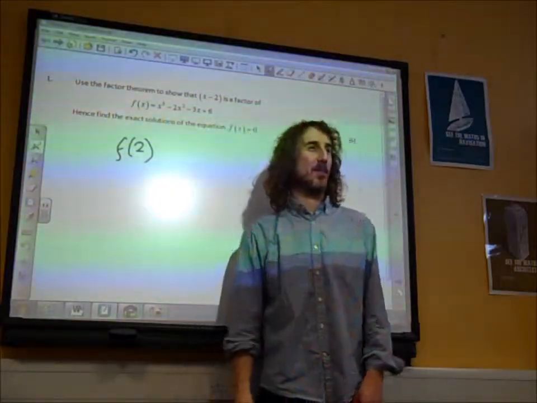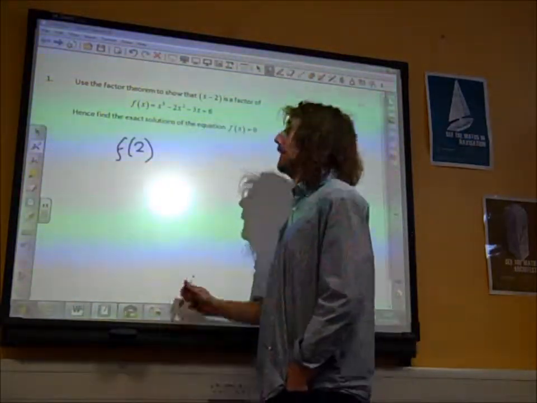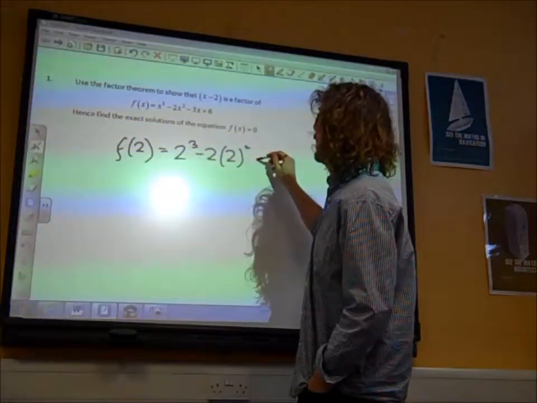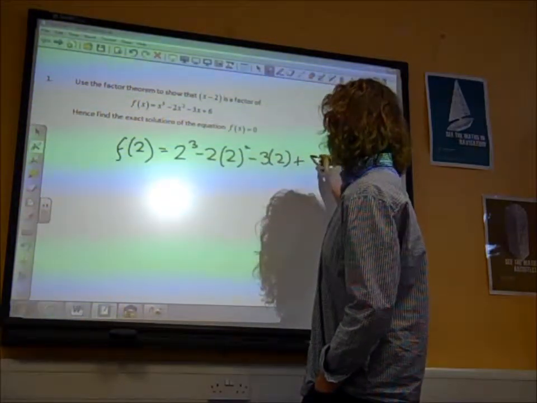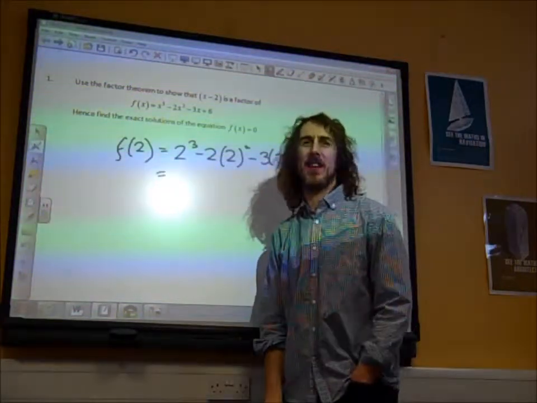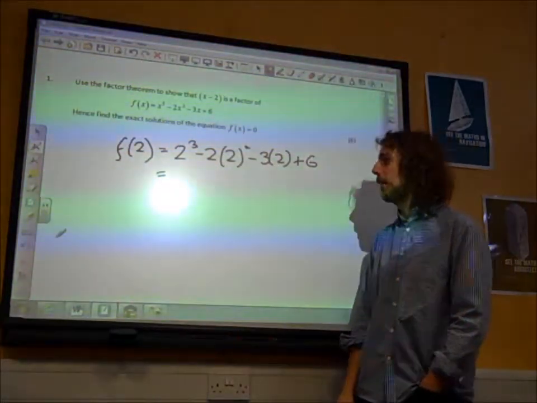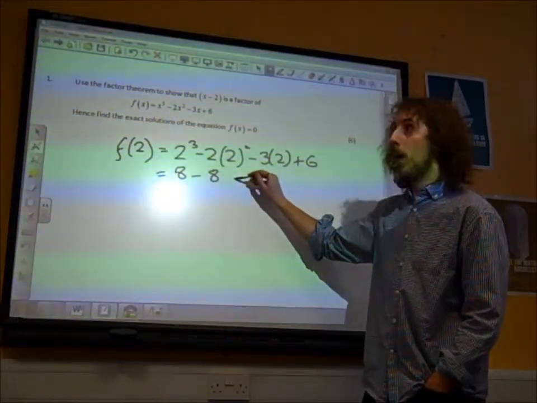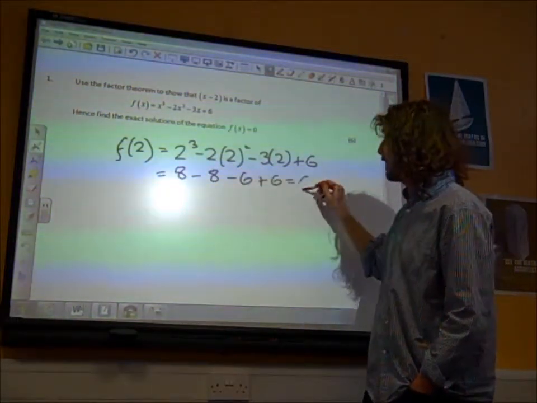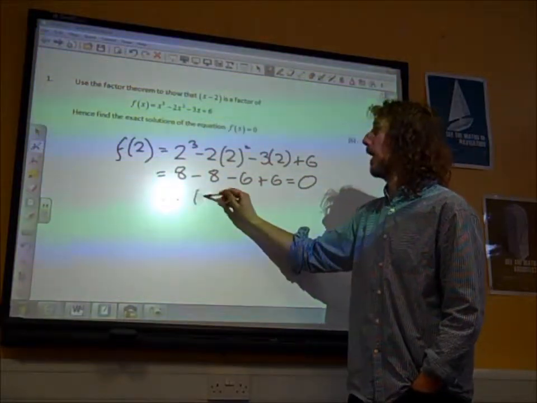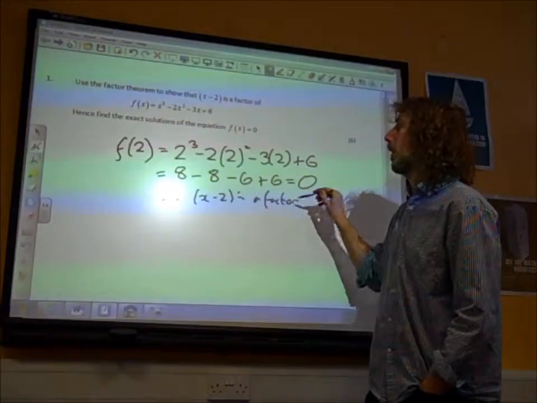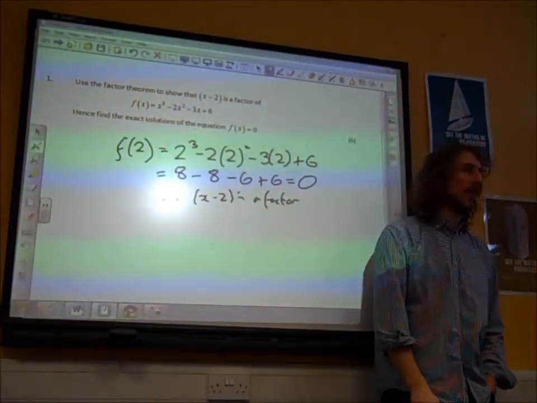f of 2 is 2 cubed minus 2 times 2 squared minus 3 times 2 plus 6. Is this going to be 0? 8 minus 8 minus 6 plus 6. It is. Therefore, x minus 2 is a factor. Good. Couple of marks for using the factor theorem correctly to begin with.